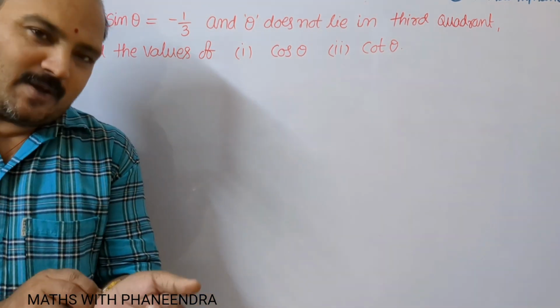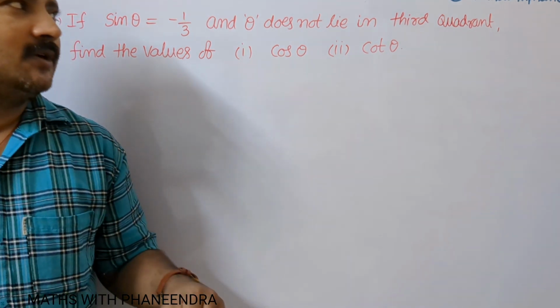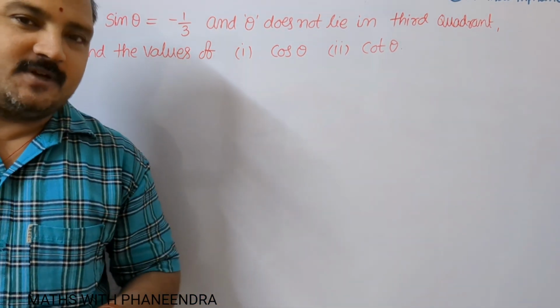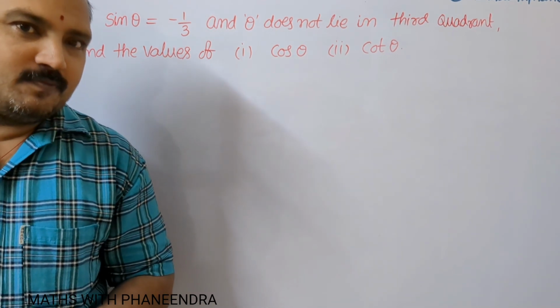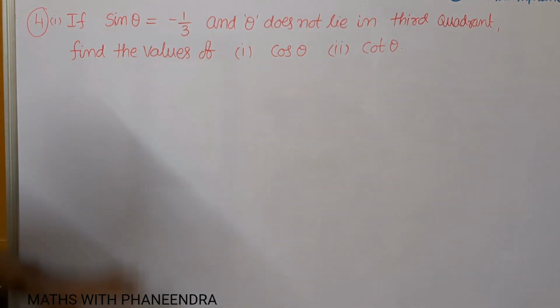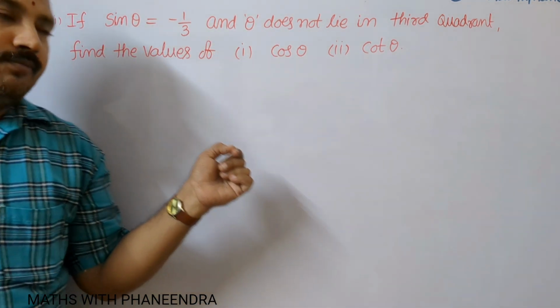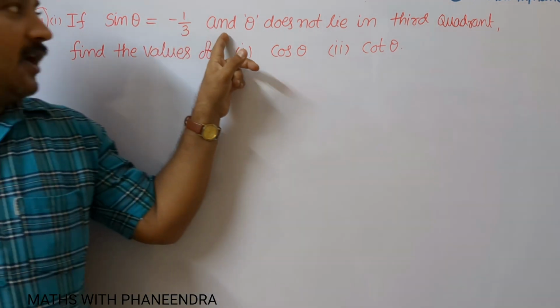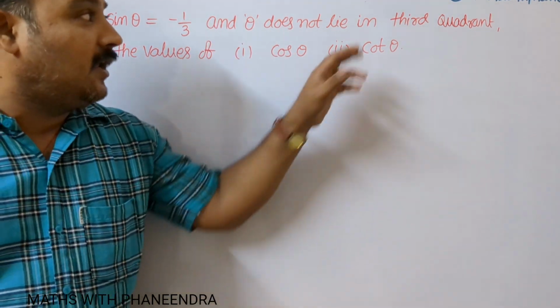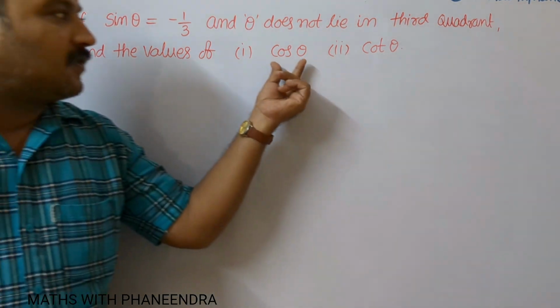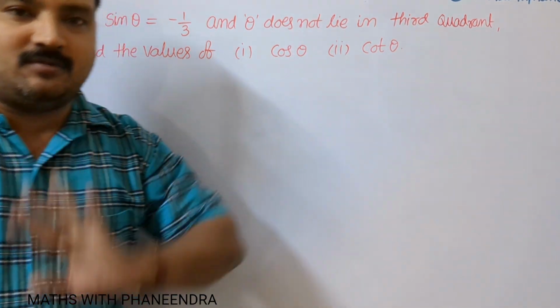In this video I am going to discuss exercise 6A, trigonometry, intermediate first year. This is the second video. We are in exercise 6A. Question number 4, Roman letter 1. If sin theta equal to minus 1 by 3 and theta does not lie in third quadrant, find the values of cos theta and cot theta.